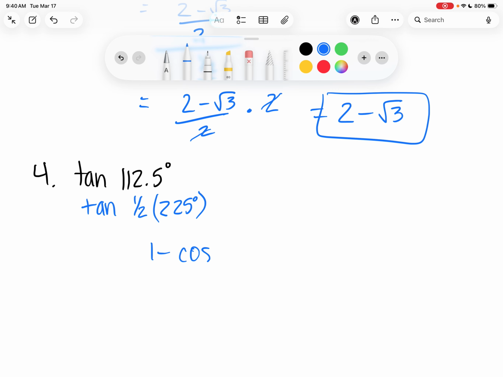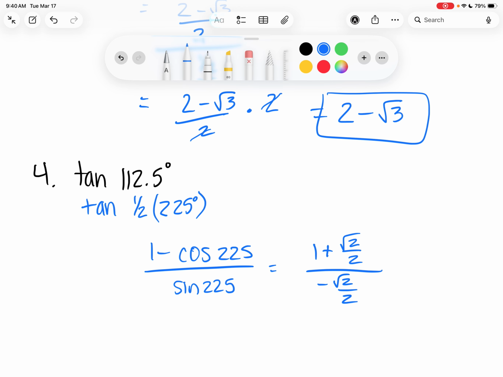1 minus the cosine of 225 over the sine of 225. So this is 1 minus, what's the cosine of 225? Negative root 2 over 2, so I'm going to change this to a plus sign here because this was 1 minus a negative, so plus. And then sine of 225, negative root 2 over 2.